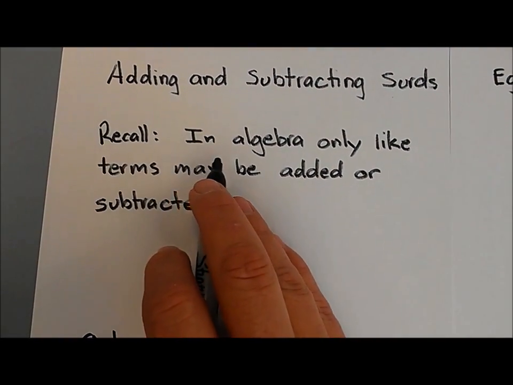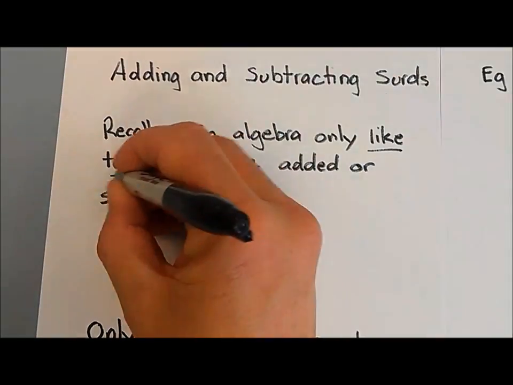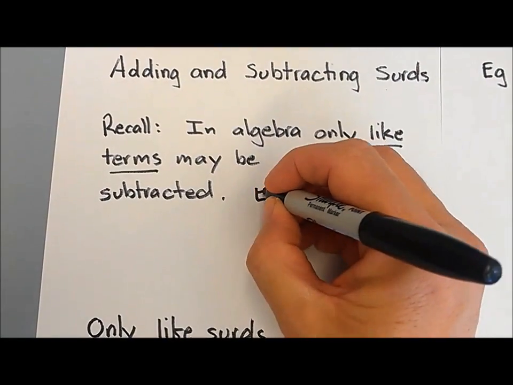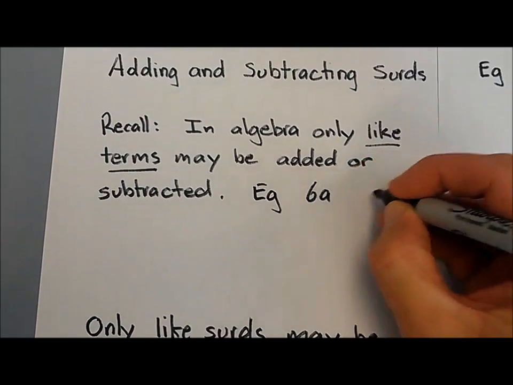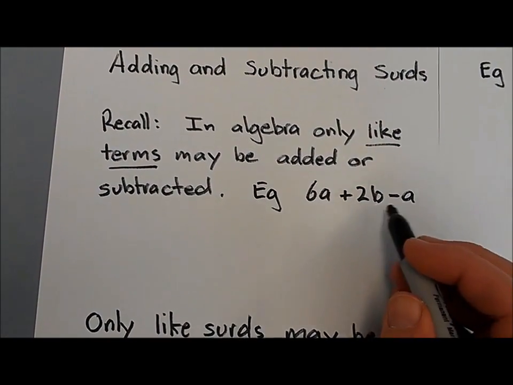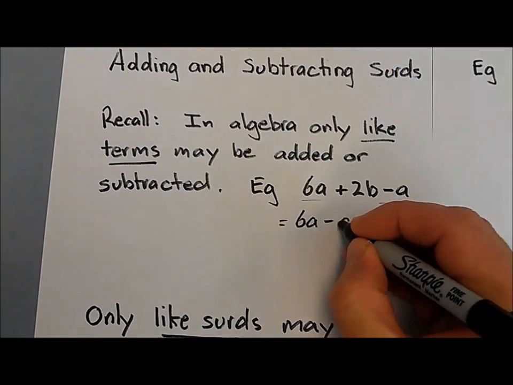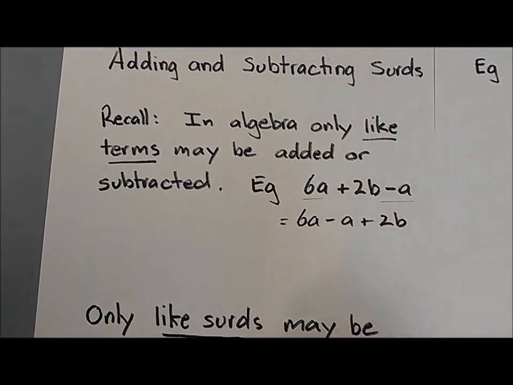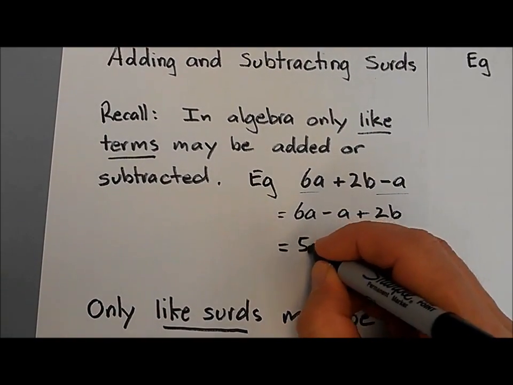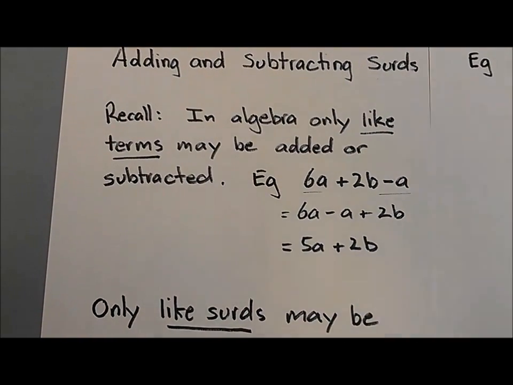I want to recall the rule in algebra that says you can only add or subtract like terms. So for example, if you say 6a plus 2b minus a, we can only add and subtract the like terms. So we end up with 6a minus a plus 2b, which is equal to 5a plus 2b. So we've done that in algebra before.